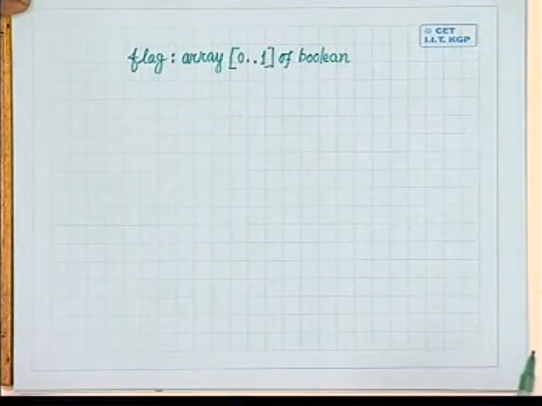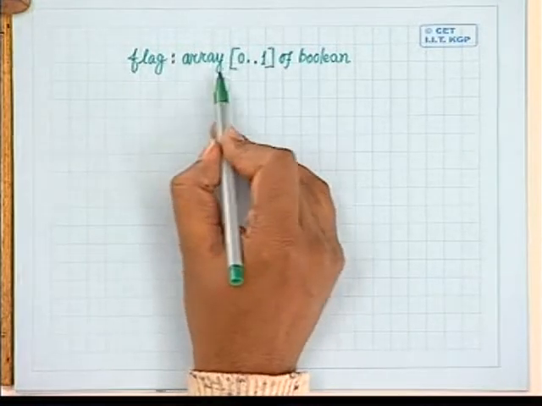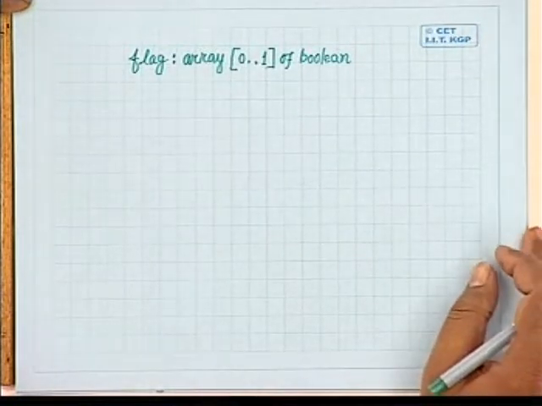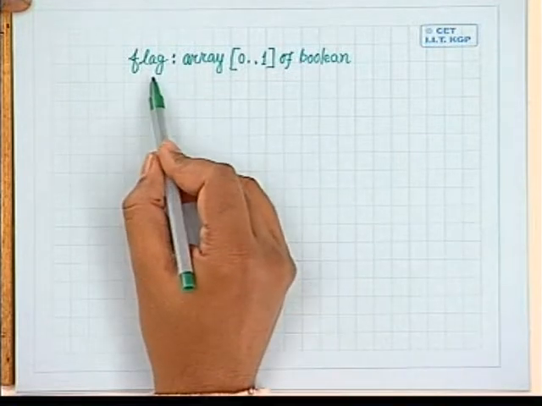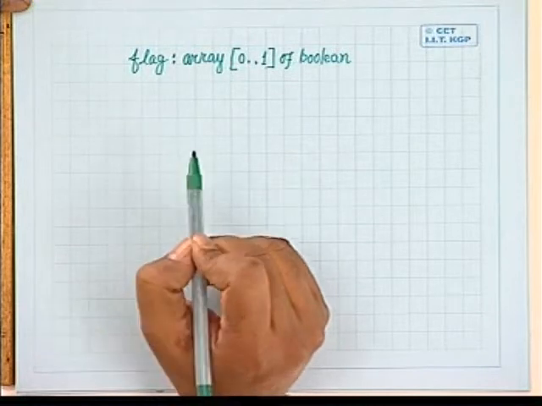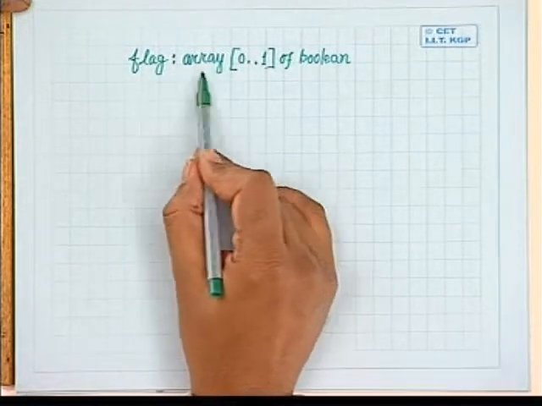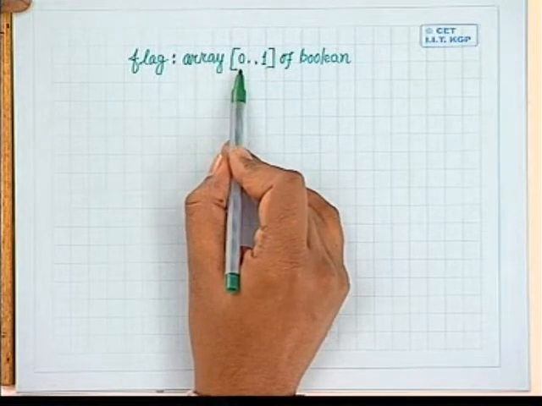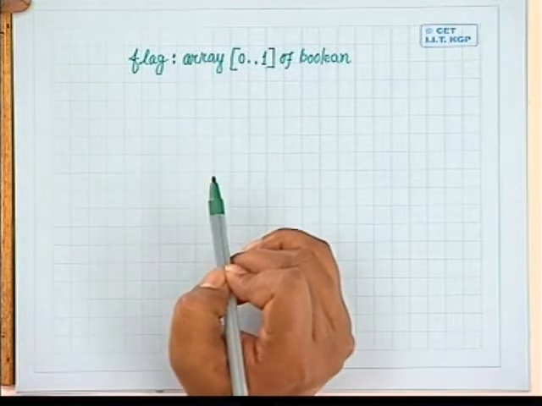And it is also a shared array. Both the elements of this array are initialized to the value false. Then, if a particular element of this flag is equal to true, that means the corresponding process is in the critical section. That is, if the first element of the array is true, that means process P1 is in the critical section.